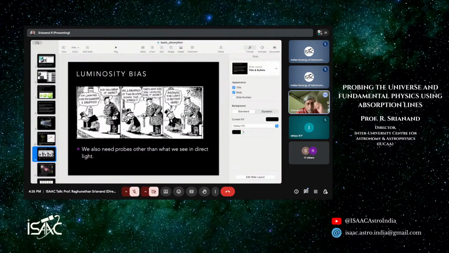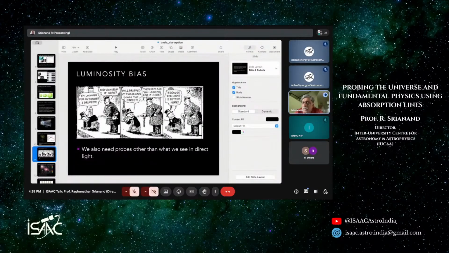So basically, whatever we are inferring is what we see, right? I like this picture where a person is searching for something, and the police come and ask him, "What are you searching for?" He says, "I missed something and I'm looking for it." So did you miss it here? The guy says no. But then why are you looking for it here? He says that only here do I have enough light to search.